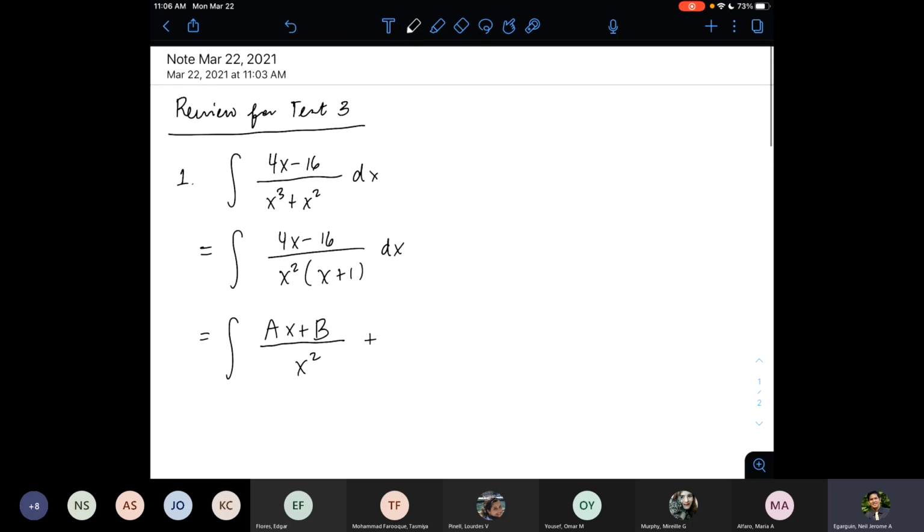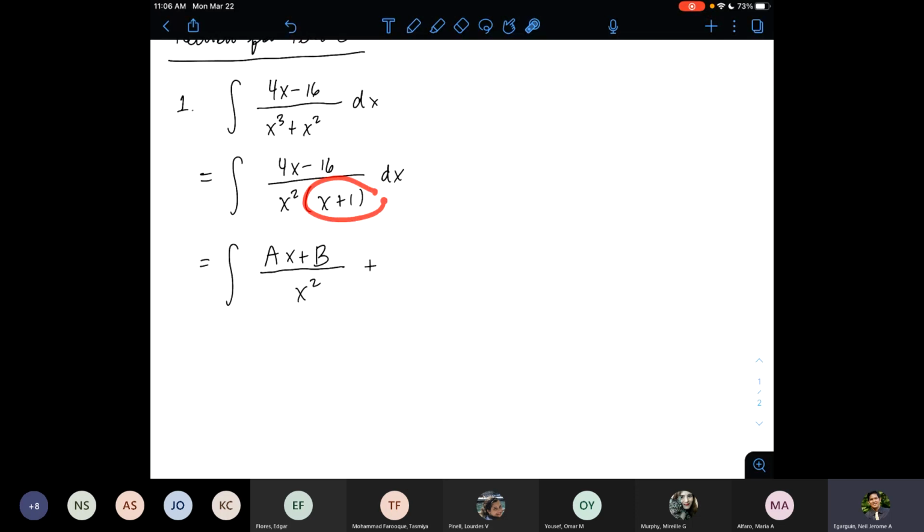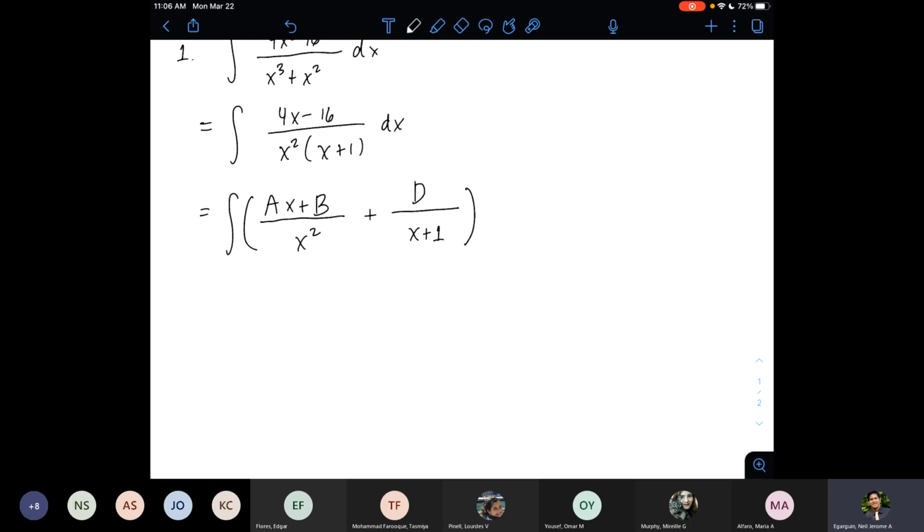And then plus the other factor, x plus 1. It's simple as well, so it only gets one partial fraction. And then the numerator will be 1 degree less. This is degree 1, so the numerator should be degree 0, or a generic constant. I'll use the letter D here because I'm reserving capital C for the arbitrary constant that goes with integration, right? And then times dx.